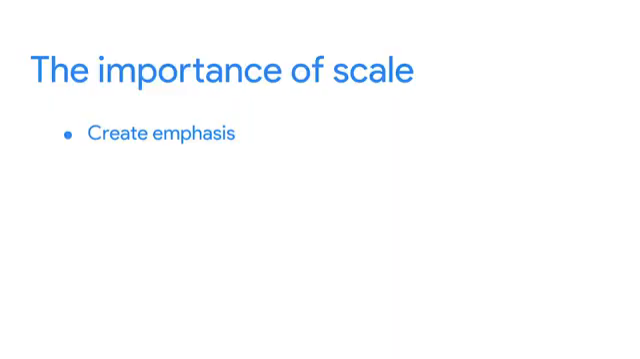In addition, scale can show similarity and contrast between elements. If two elements are the same size, they are perceived as being equal or similar. However, if two elements have a large contrast in size, they are perceived as being different from one another.